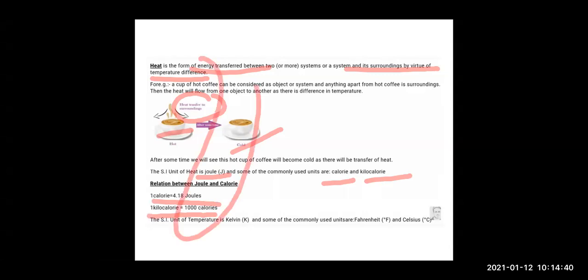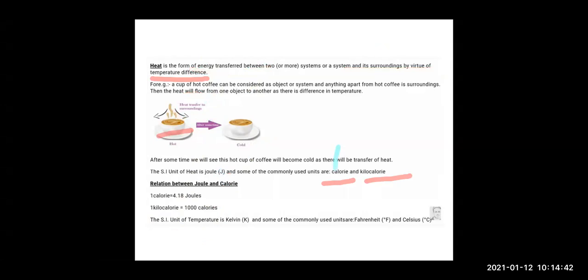Now, children, the units of temperature, we know degree centigrade, we know Kelvin, we know Fahrenheit. But the SI unit of temperature is Kelvin. We had done this in chapter number 2, units and measurements. The SI unit of temperature is Kelvin, which is denoted by the symbol K. No degree sign is to be put here. Degree will be put only in Celsius and Fahrenheit, right, beta?